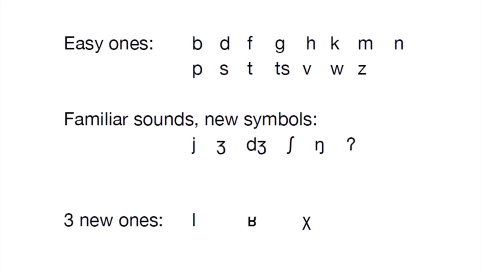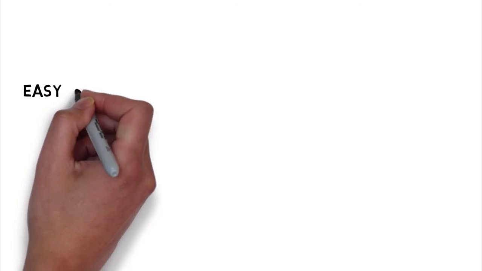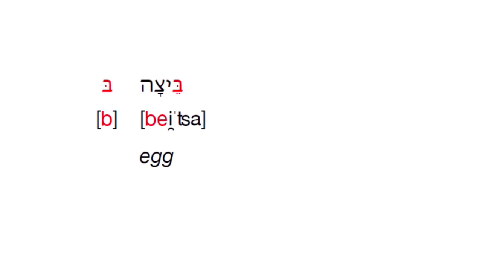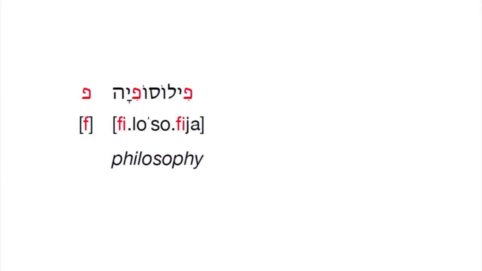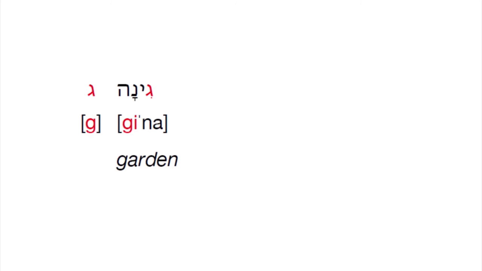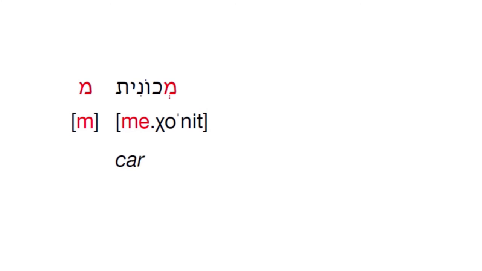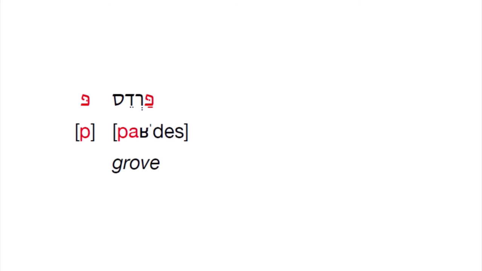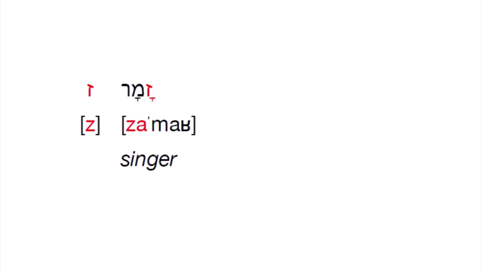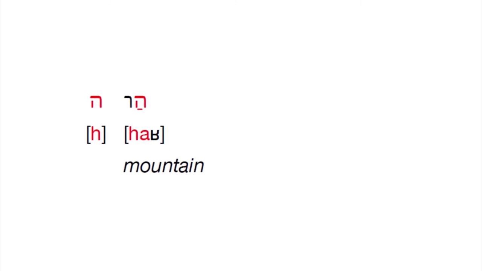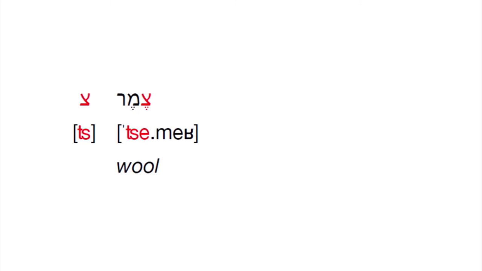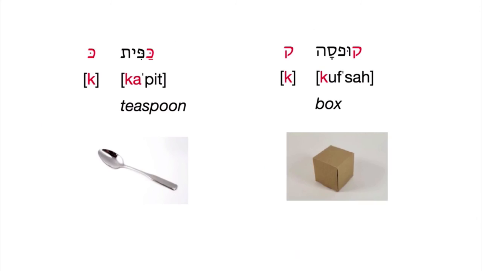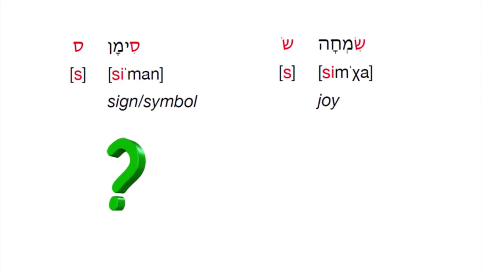And with that, we've covered all of Hebrew's consonants. To quickly review, we began with a bunch of consonants with familiar sounds and familiar IPA symbols. B, as in bitza. F, as in philosophia. G, as in gina. M, as in mechonit. N, as in neshika. P, as in pardes. Z, as in zamar. H, as in har. Ts, as in tzemer. K, as in kapit and kufsa.